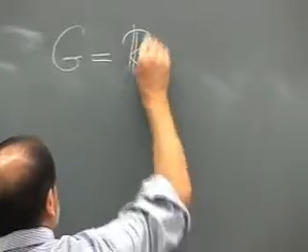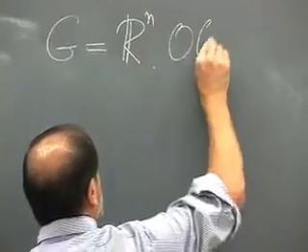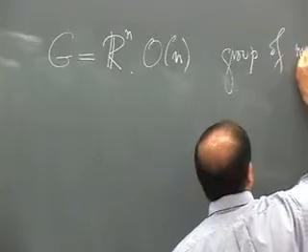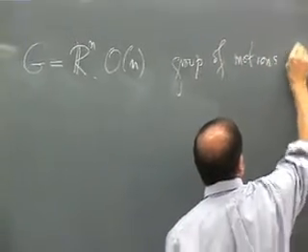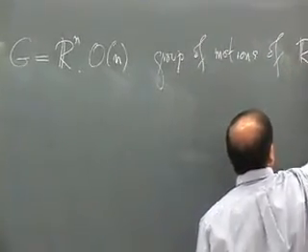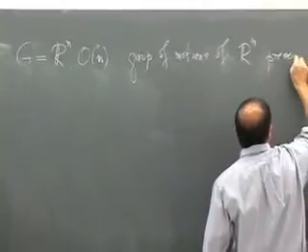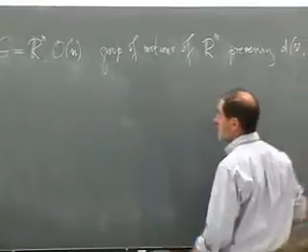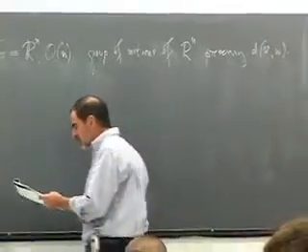We've been studying the group of motions of Rn, which we denote Rn dot On, preserving the distance between two points, sometimes called the Euclidean motion group.